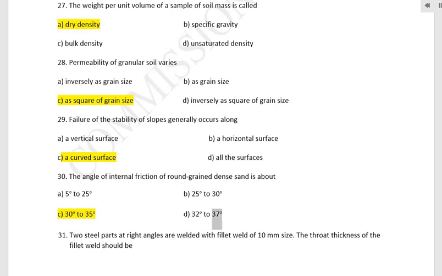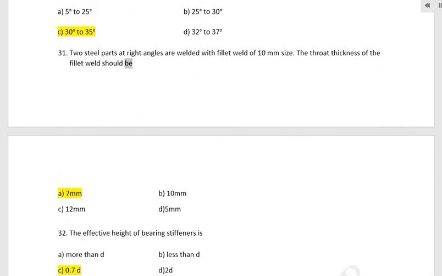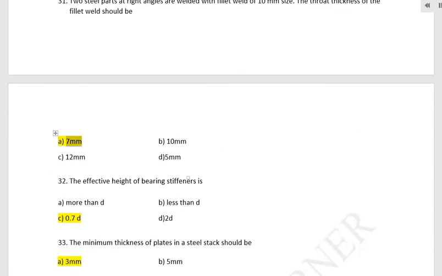Two steel parts at right angles are welded with a fillet weld of 10 mm size. The throat thickness of the fillet weld should be: A. 7 mm. B. 10 mm. C. 12 mm. D. 5 mm.